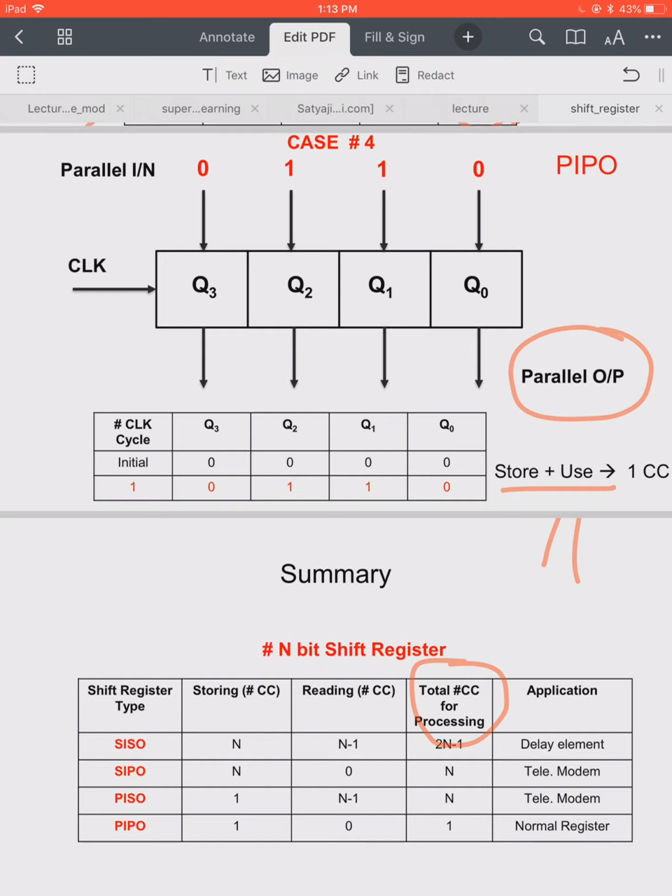Now another thing is that for the serial input and parallel output shift register, I need n clock cycles for storing and I don't need any extra clock cycle for reading, right? So total I need n clock cycles for processing. Similarly, for parallel input serial output shift register, the total number of clock cycles for processing is again n. So for an n-bit shift register I need n clock cycles for processing. Let me give you one example of where you need this type of shift register.